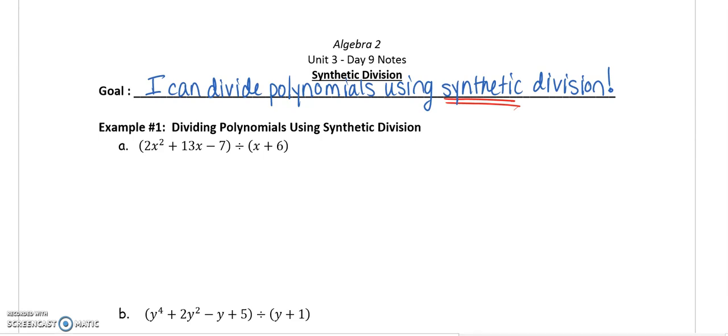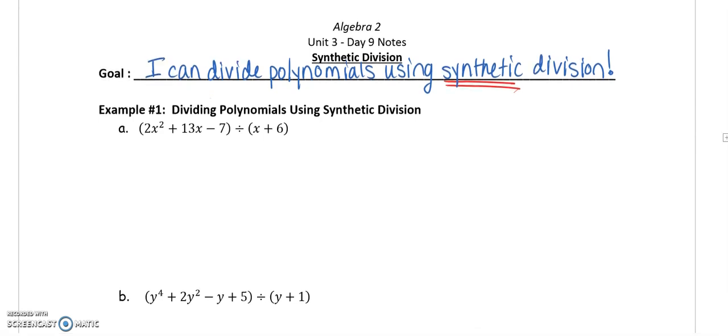Okay, so let's try a couple examples so that we can understand how synthetic division works. It can be a little confusing the first time, so just follow along for these first several examples. Alright, so I'm doing 2x squared plus 13x minus 7 divided by x plus 6.